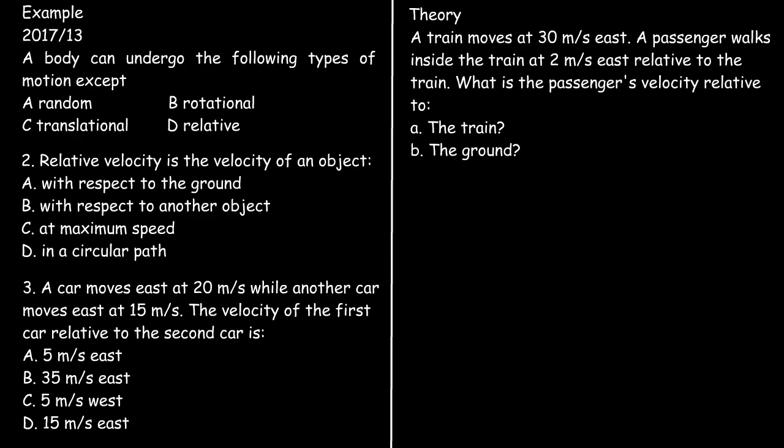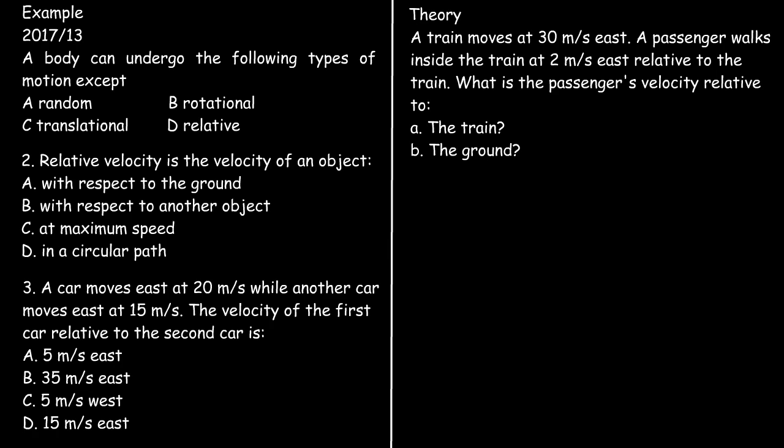Now we have our final theory question, which states that a train moves at 30 meters per second east. A passenger walks inside the train at 2 meters per second east relative to the train. What is the passenger velocity relative to A, the train, and B, the ground? Now the velocity of the passenger with respect to the train has already been given in the question, and is 2 meters per second east.